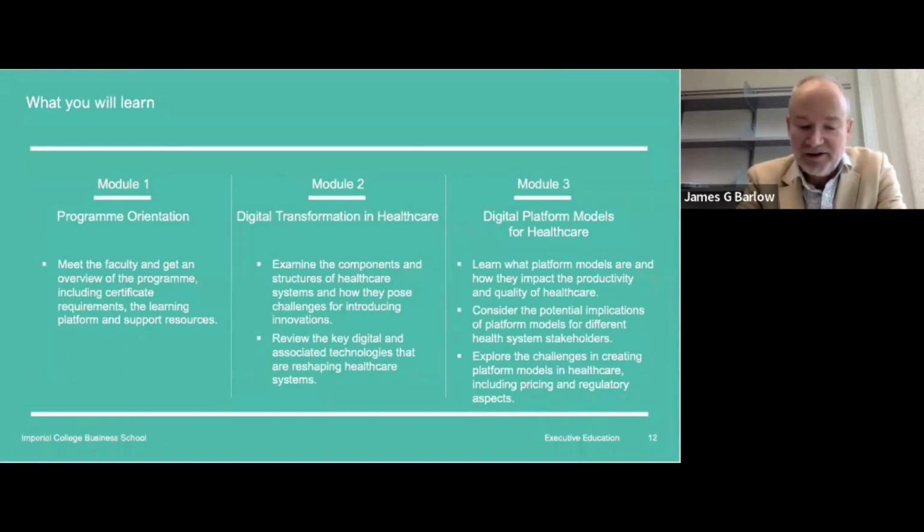The reasons why innovation is hard in health systems and the factors that might constrain digital technology. And then in module 3, we look at platform models for healthcare, digital platform models. A lot of interest in platform models in different areas of our economy and business, and healthcare is no different. And we're seeing an increasing introduction of companies which provide digital platforms to support healthcare services. So we need to look at that in a bit of detail. Next slide, please.